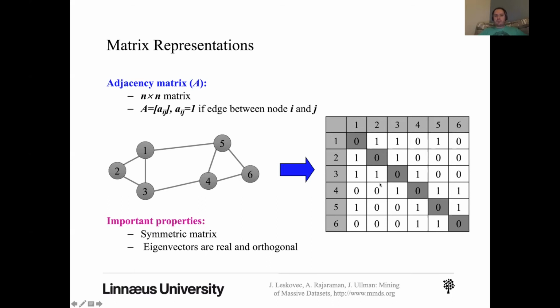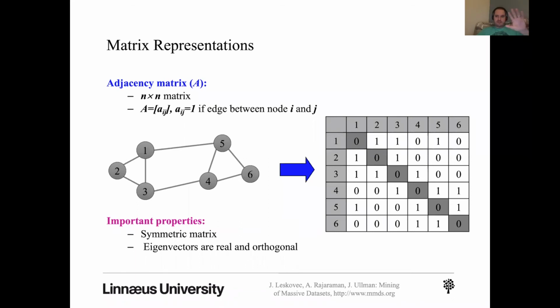This is a square matrix and a symmetric matrix around the diagonal, because the upper triangle is the same as the lower triangle. And since it's a symmetric, square matrix, the eigenvectors are all real and orthogonal to each other. Okay, so we have the adjacency matrix.